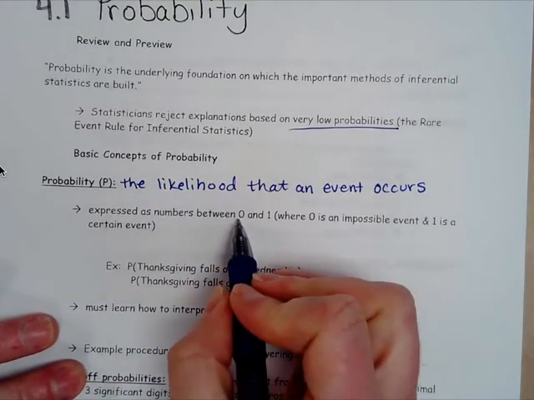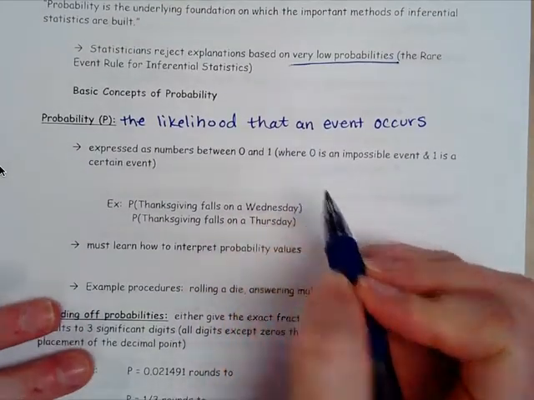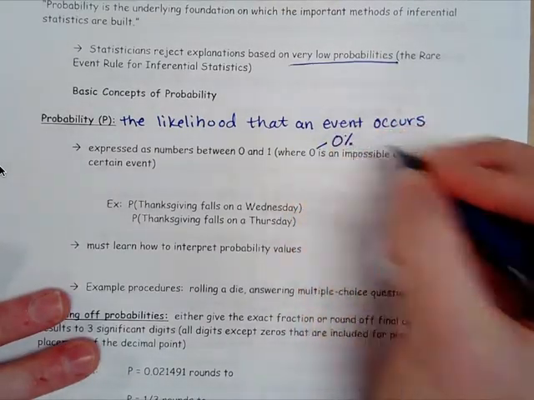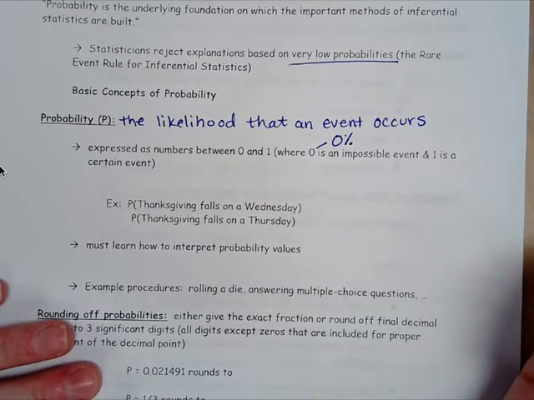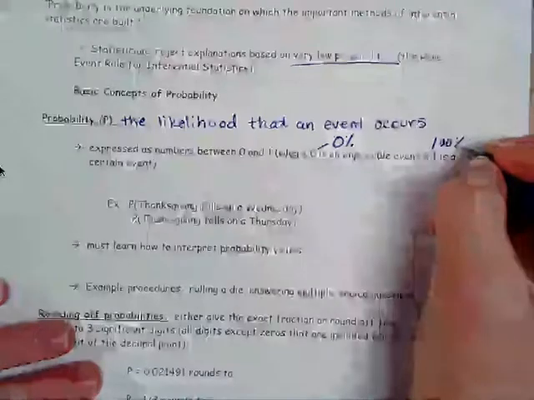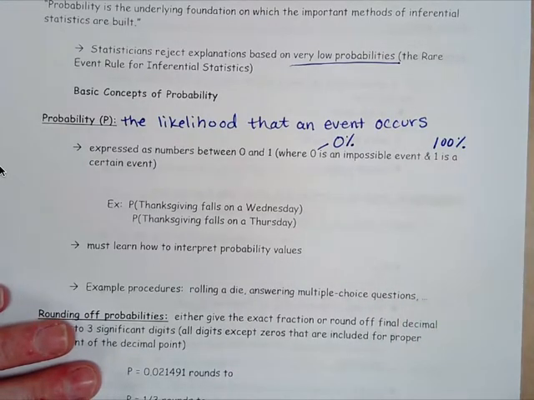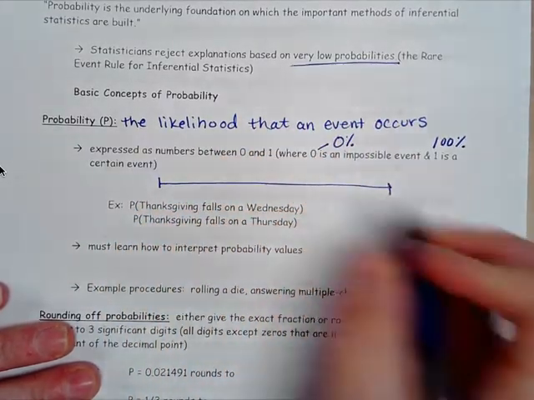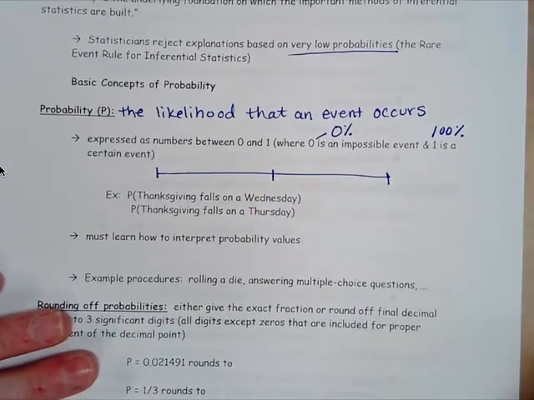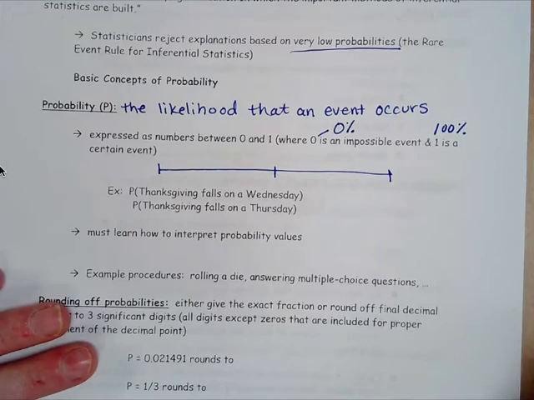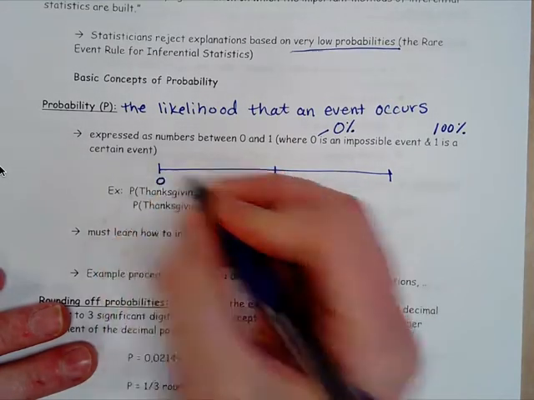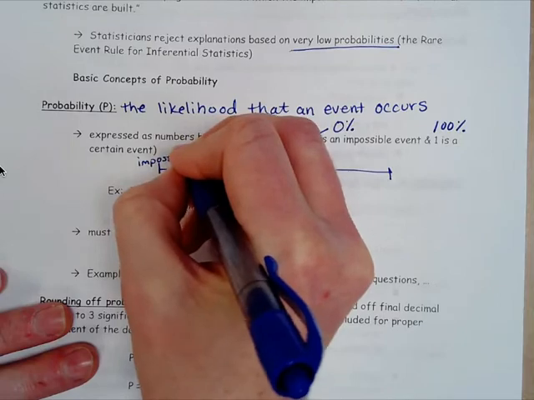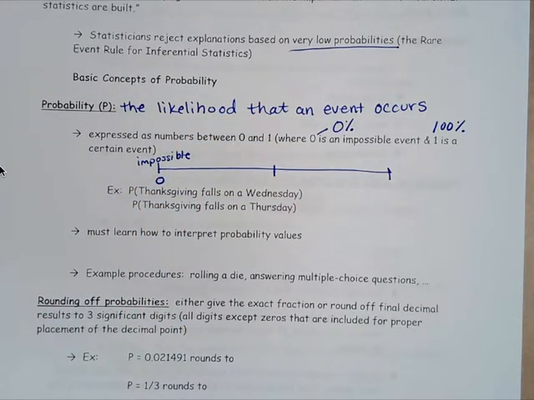It's going to be expressed as a number between 0 and 1, where 0 is impossible and 1 is certain. So it's kind of like percentages too. 0 would be 0%, which means it's not going to happen. It's impossible. And 1 represents a 100% chance that it's going to happen. So that's certain. I'm going to make a little number line. So if I have 0, that is considered impossible. If I get a probability of 0, it's an impossible event. It's never going to happen.